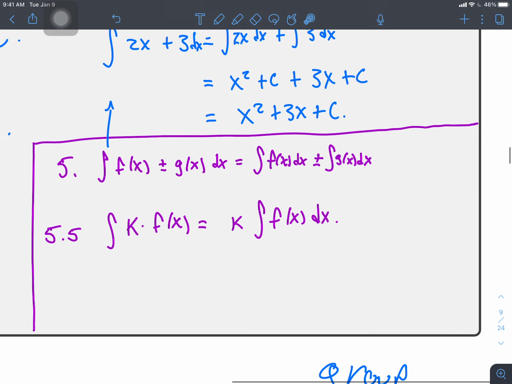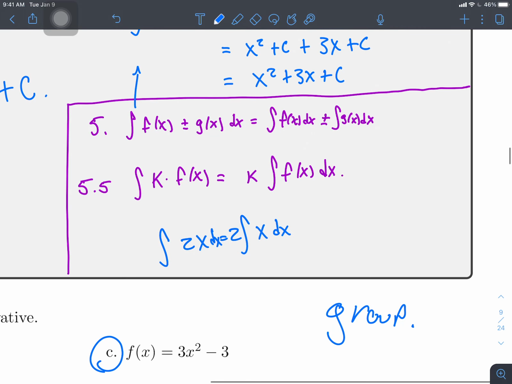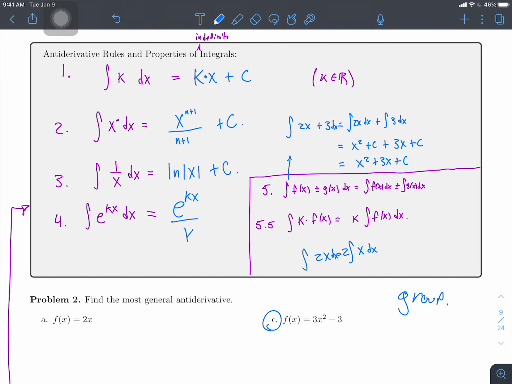Okay, and likewise with a constant multiple, you can pull it out. So the integral of 2x dx is the same as 2 times the integral of x dx. So if you want to pull constants out front, that's also fine. Okay, so these are all of the rules which we are going to learn for doing integration.